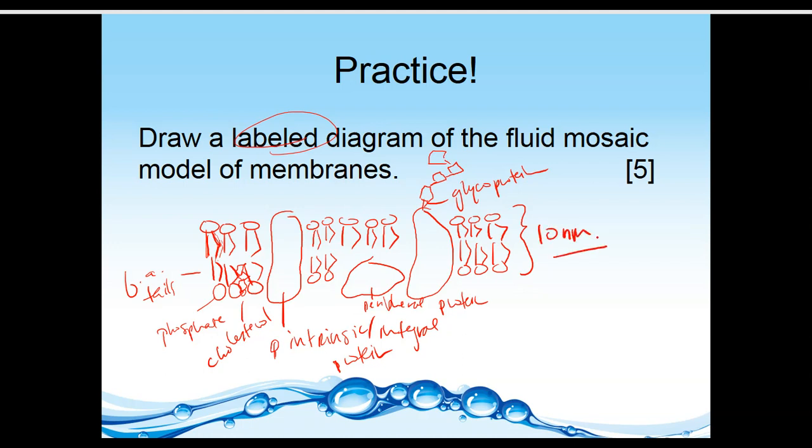That's a number you need to memorize, just about 10 nanometers. In IB, you get these little marks. You want to make sure that you have at least 5 things drawn and labeled in your diagram. We've got 1, 2, 3, 4, 5, 6, 7. Nothing wrong with having a couple of extras just in case.